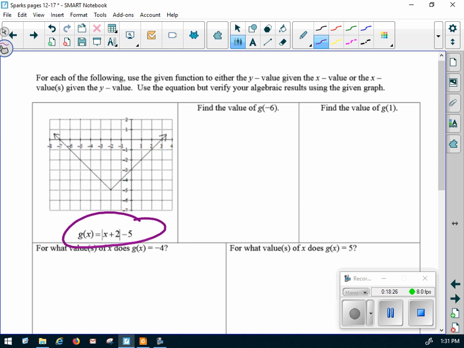What's g of negative 6 asking us to find? The y value when x is negative 6. Good. So you're going to say g of negative 6 is, where are you going to put negative 6? In for x. Did you find the y value when x is negative 6? Sure did.